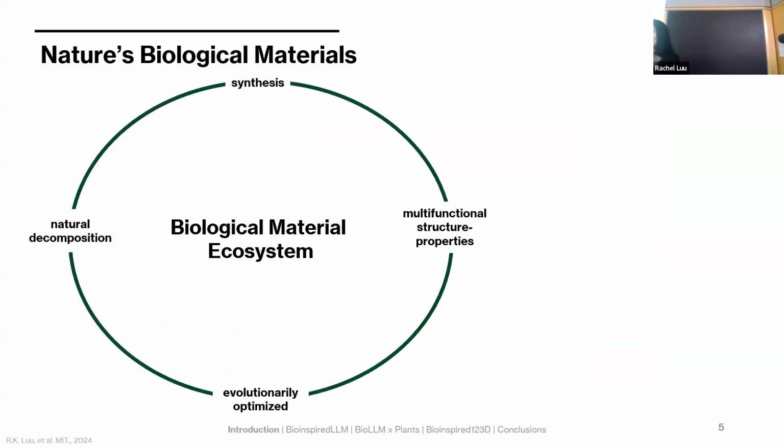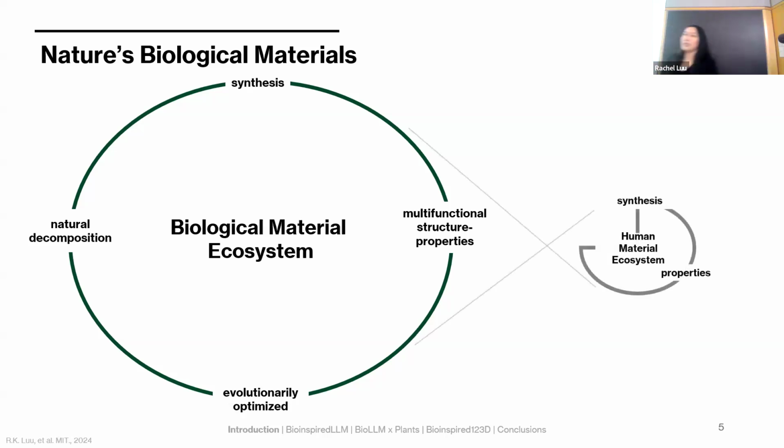All right, but let me back up a second. So biological materials, again, why are we studying them? I already said that they're good at having these interesting multifunctional structure properties. They're evolutionarily optimized, but something that's really particular about biological materials is that they're naturally embedded within native ecosystems, meaning that they naturally decompose at end of life, and those materials are recycled. And when you compare that to the human material ecosystem, we really fall short in comparison, where oftentimes we design materials with properties in mind and give much less consideration to end of life procedures for materials.